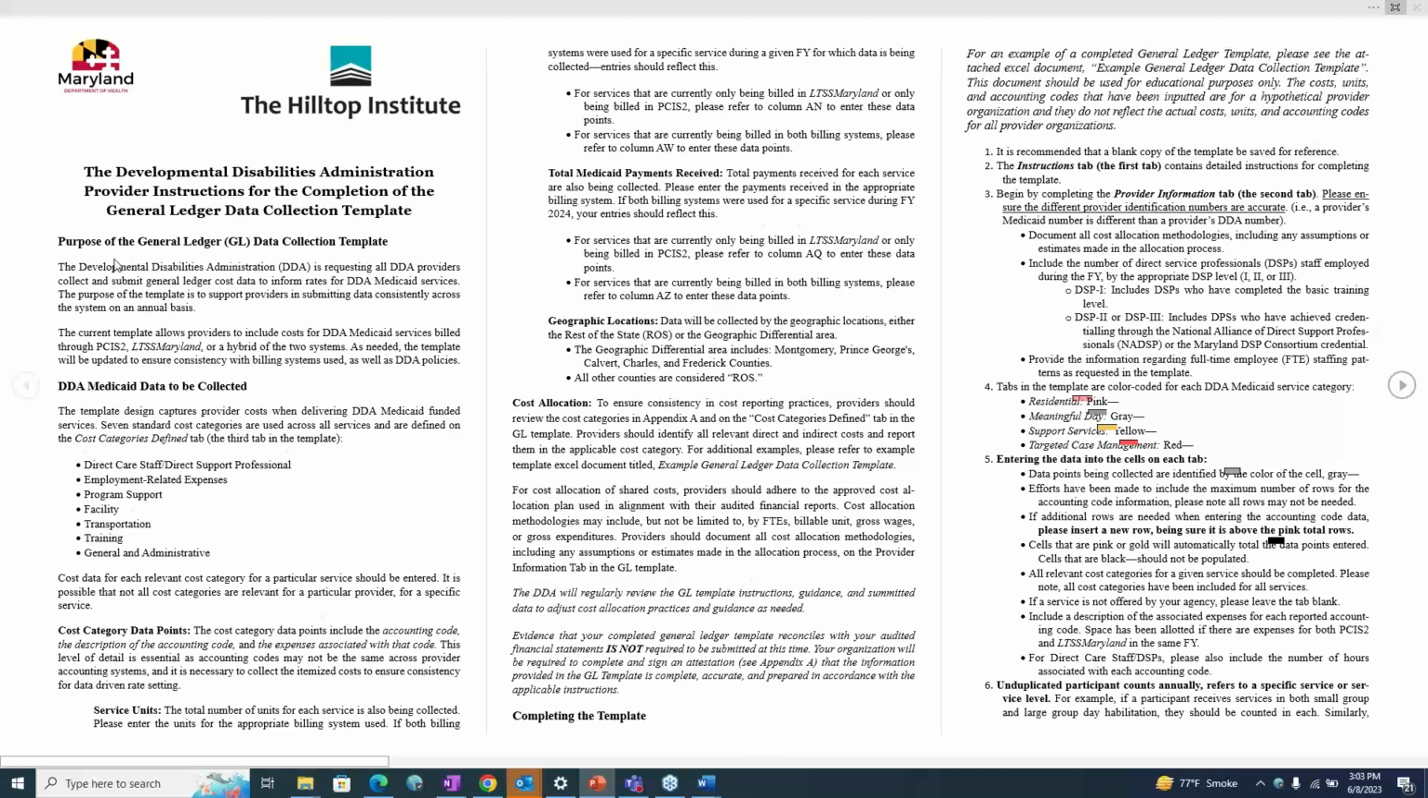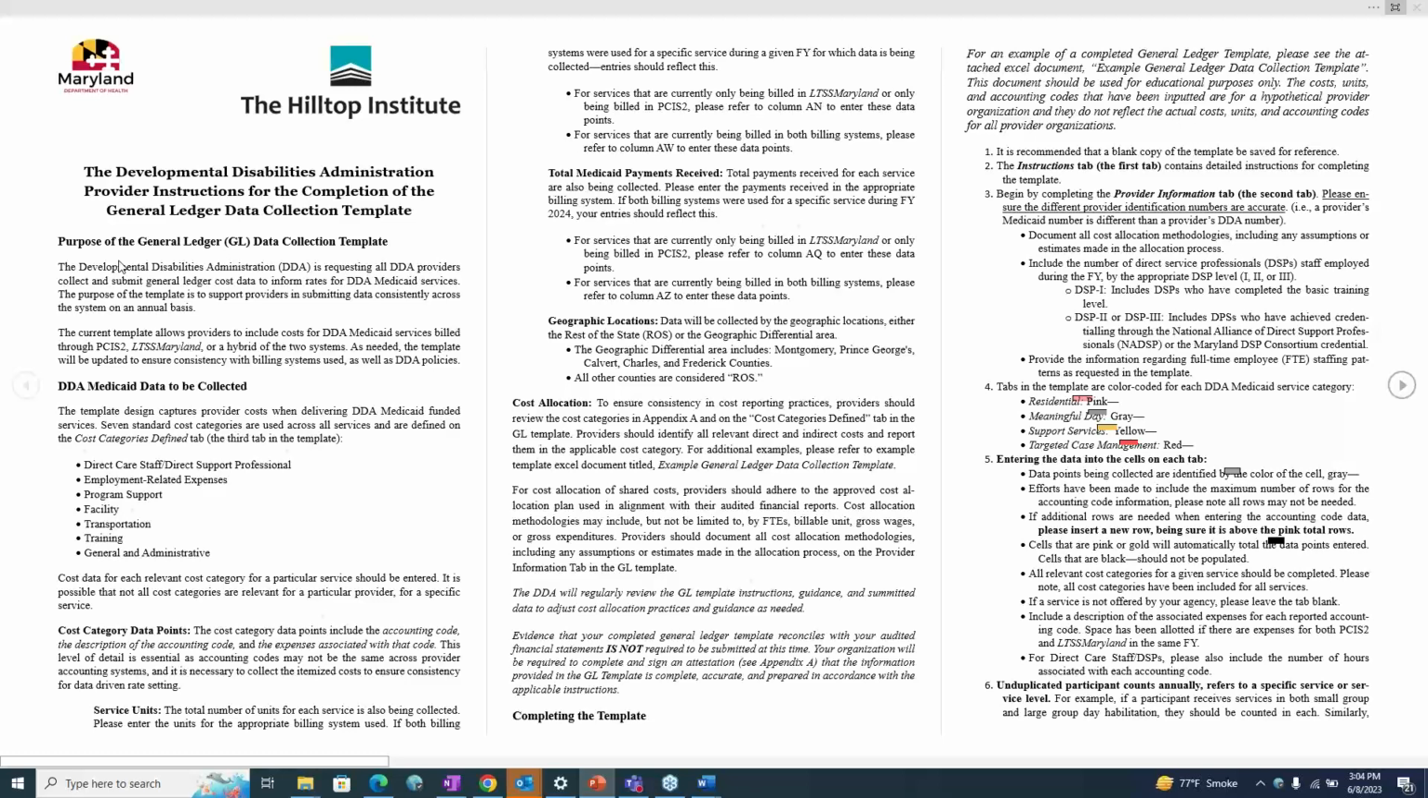I'm going to start briefly by going over the purpose of the General Ledger data collection template. The idea is that all DDA providers can collect and submit General Ledger data to inform rates for DDA Medicaid services. I do want to emphasize that this data collection template is focused on DDA Medicaid services, so only cost data will be collected on those DDA Medicaid funded services. The template is so that we can standardize the way data is collected across the system on an annual basis, and it will be used to inform the rates.